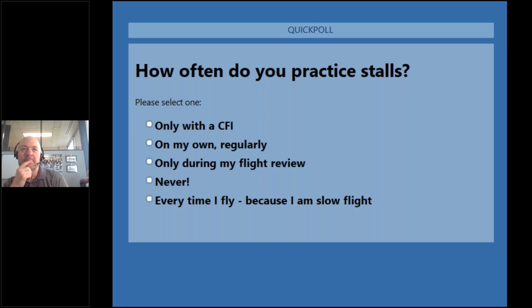I'd probably say only during my flight review. Okay, so I think that's going to be the average. That'll be interesting. My guess would be probably just with a CFI, although that could be compliant with the CFI one too. So it depends. Let's see what happens here. Yeah, that's probably it. But I think a lot of people probably only fly with their CFI during their flight review.